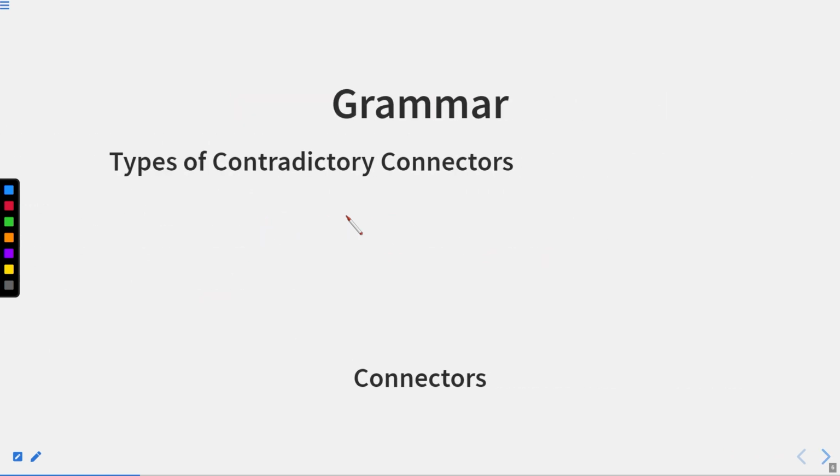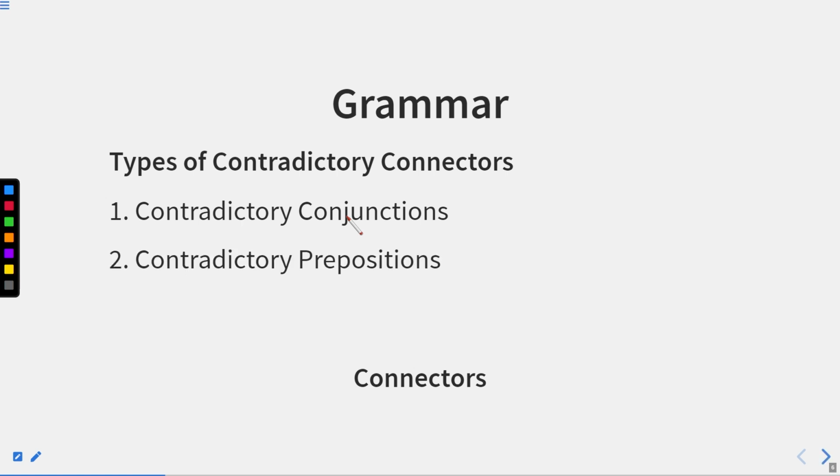Types of contradictory connectors. So here we are going to discuss types of contradictory connectors. What are the types of contradictory connectors? First is contradictory conjunctions, and then we have contradictory prepositions. Obviously, as I told you earlier as well, contradictory connectors can be of two types. It can be a conjunction, it can be a preposition as well. So we can have contradictory conjunctions and we can have contradictory prepositions as well.